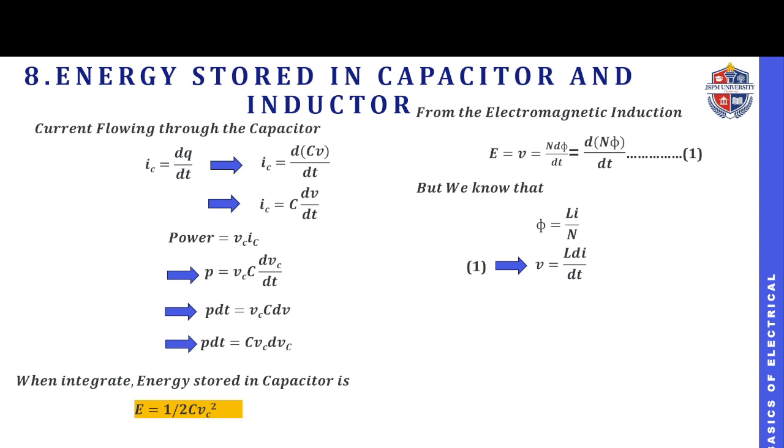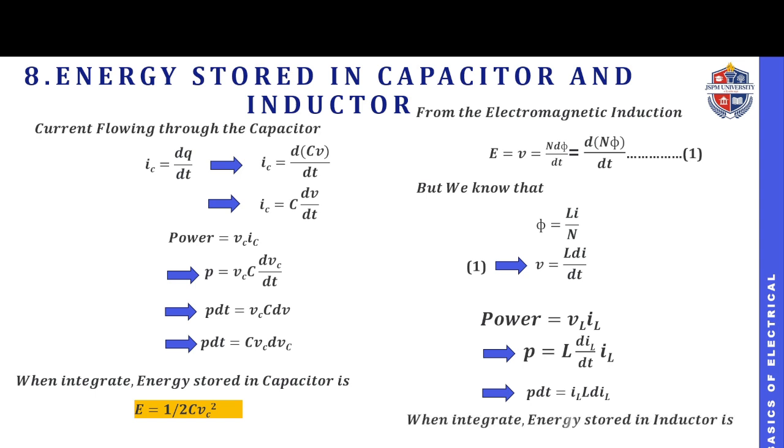Now the power in the inductor, written the same way as for the capacitor, is voltage across the inductor into current flowing through the inductor. We know the voltage across the inductor, so instead of V we write VL equal to L into di divided by dt, and substitute it here. In the same way, P into dt equal to IL into L into dIL. Rearranging, P into dt equal to L into IL into dIL.